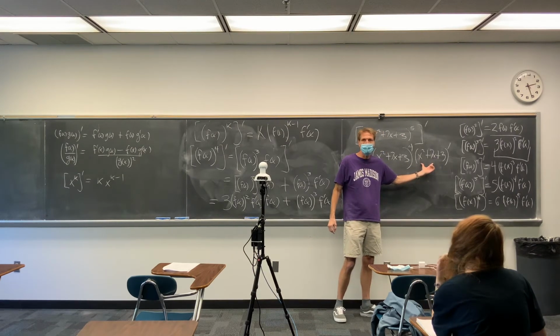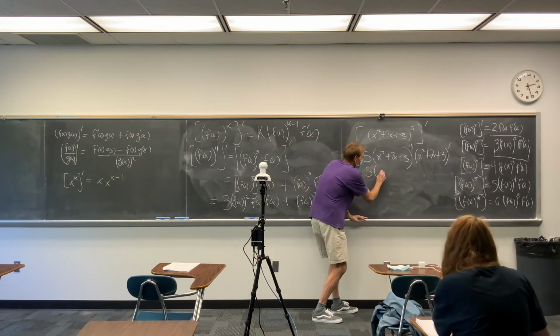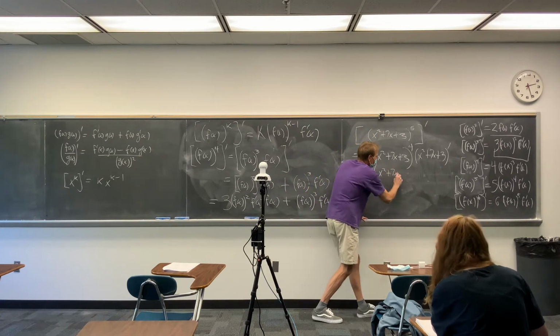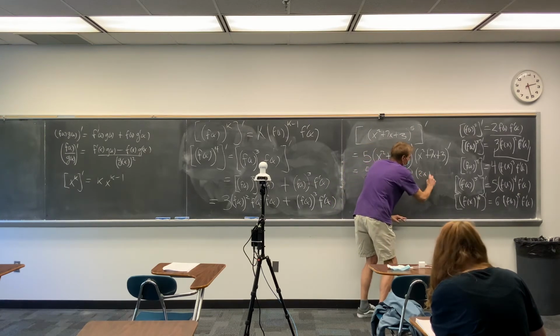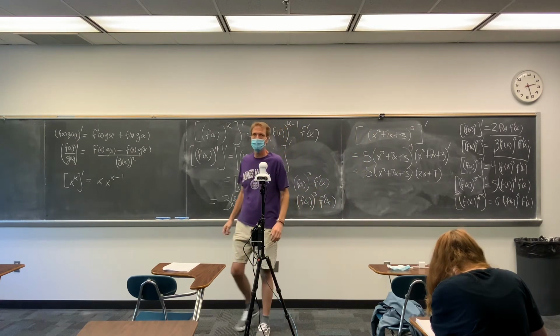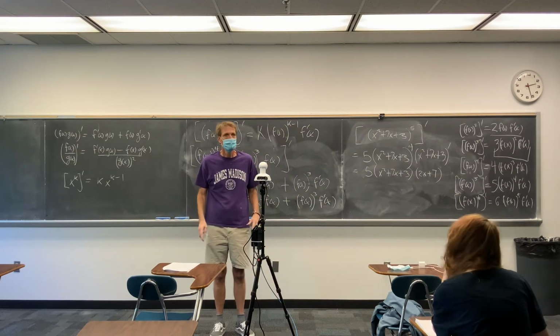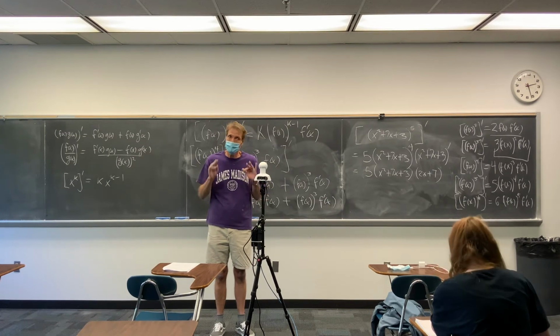Does that derivative scare you guys? No. You're like, Dr. Warren, I own that. What's the derivative of x squared plus 7x plus 3? 2x plus 7. So this would be 5 times x squared plus 7x plus 3 times 2x plus 7. And you're done at that point. Does that seem so bad, guys?